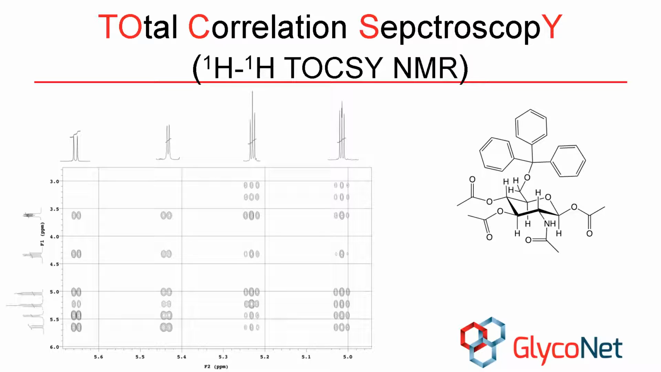Because the TOCSY experiment has the ability to show all correlations within spin systems, the TOCSY experiment is particularly useful for oligosaccharides, as the backbone hydrogens of each monosaccharide are in an isolated spin system.